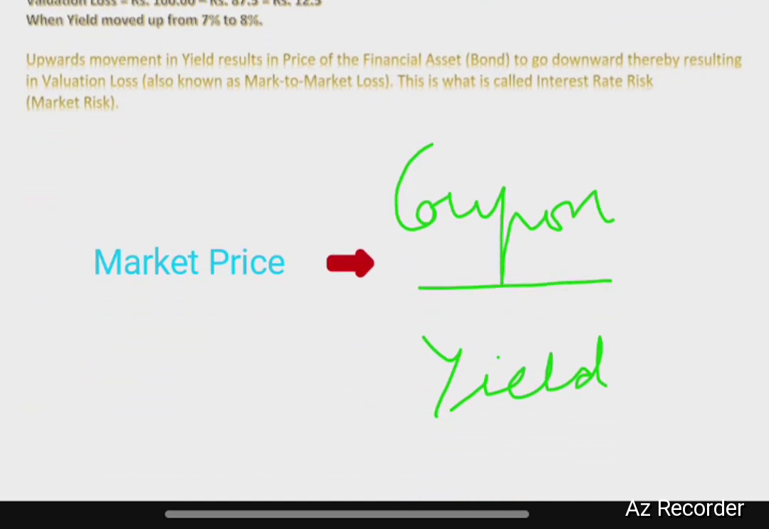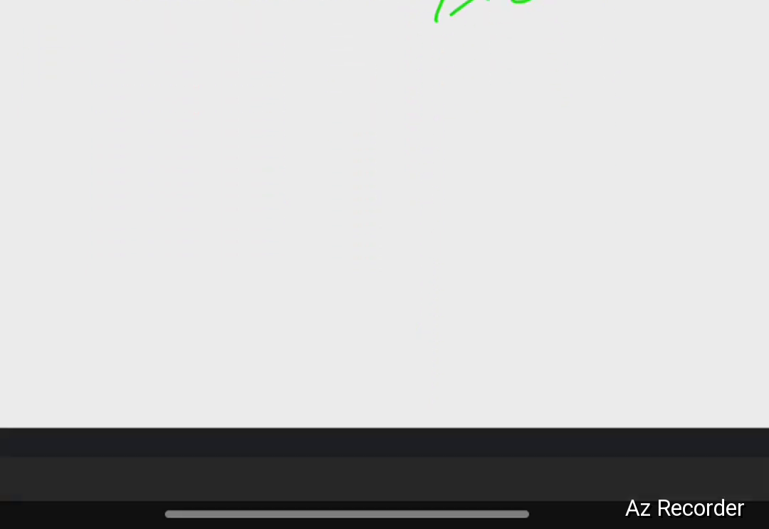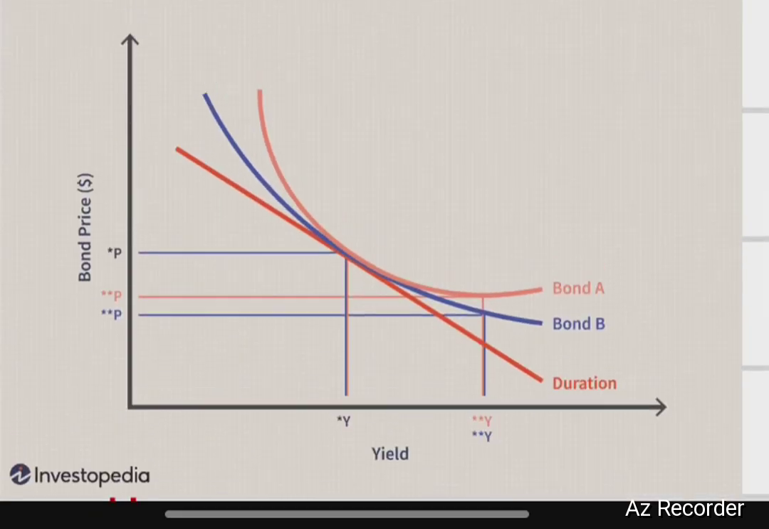This is the formula for market price. If you want to know how the price of 87.5 is derived instead of 100, this is more of a market driven approach. Let us understand the bond price and yield through a curve.